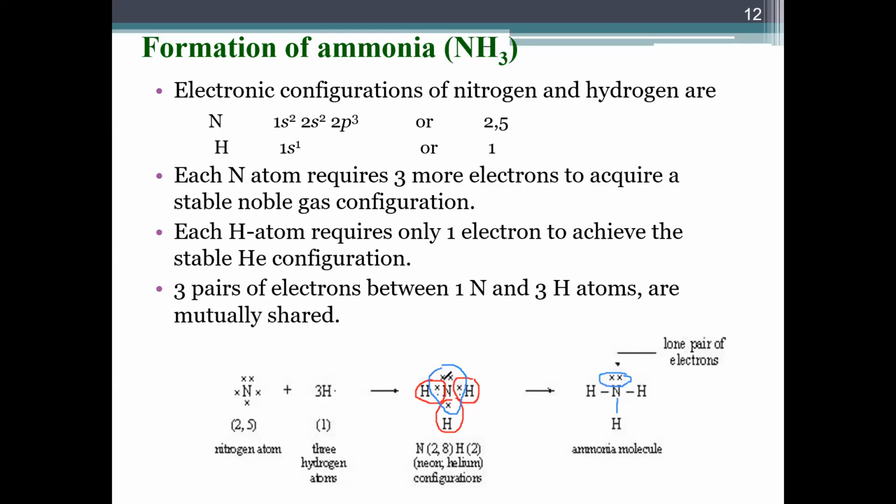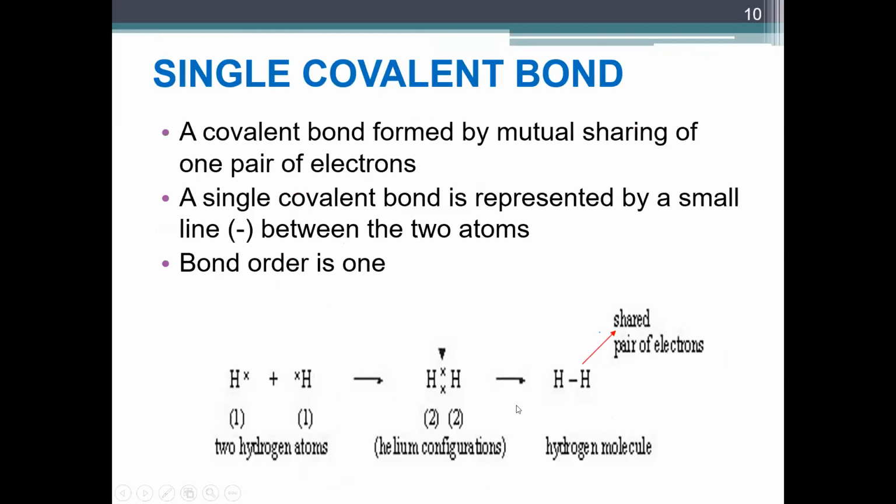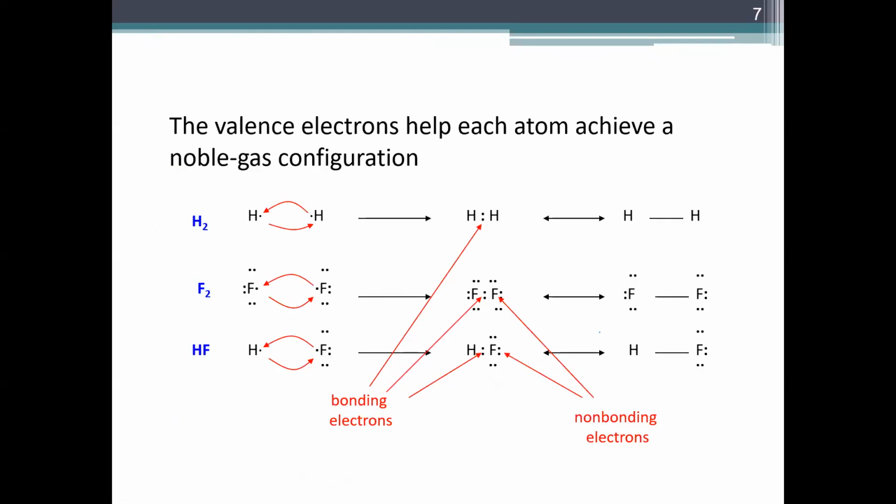So we have 3 bonded pairs in ammonia and 1 lone pair of electrons in ammonia. For covalency, we use it between atoms, the way we used it here, between the diatomic molecules. And the examples I gave before are diatomic molecules.